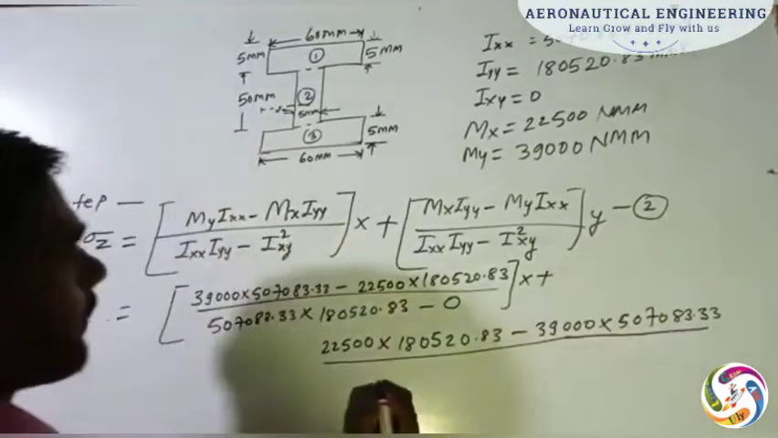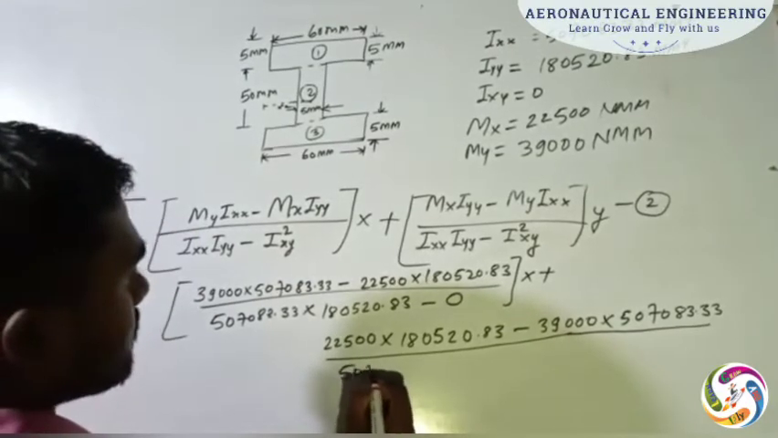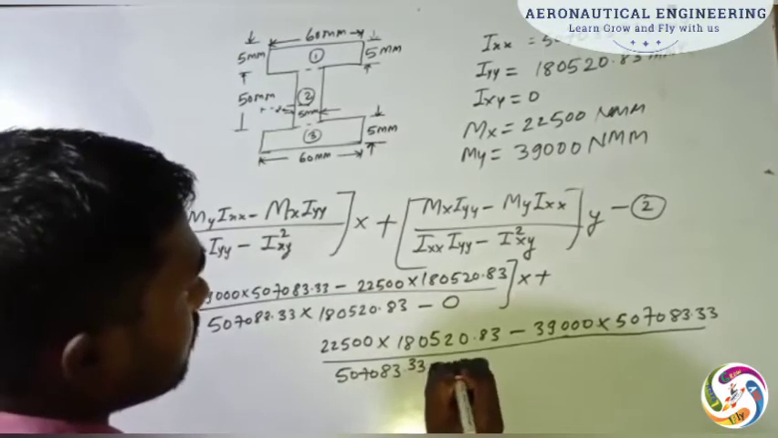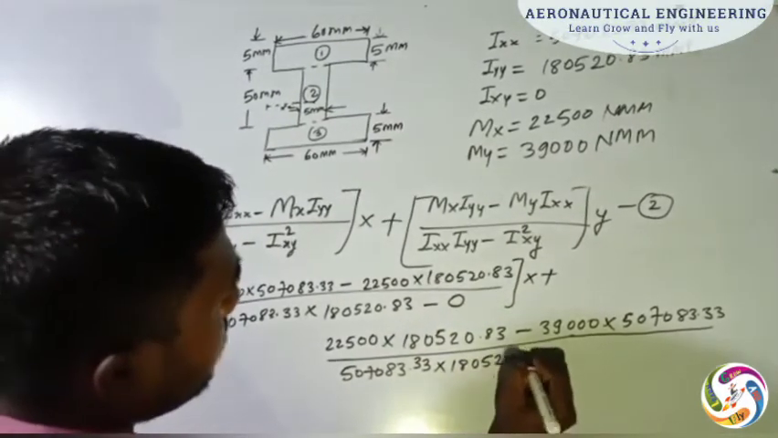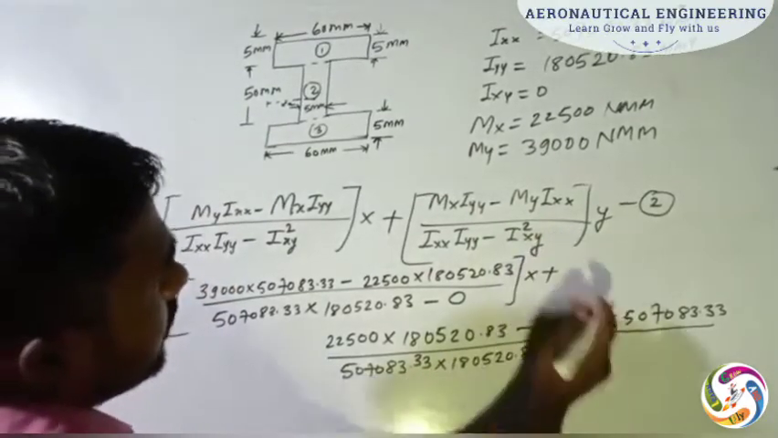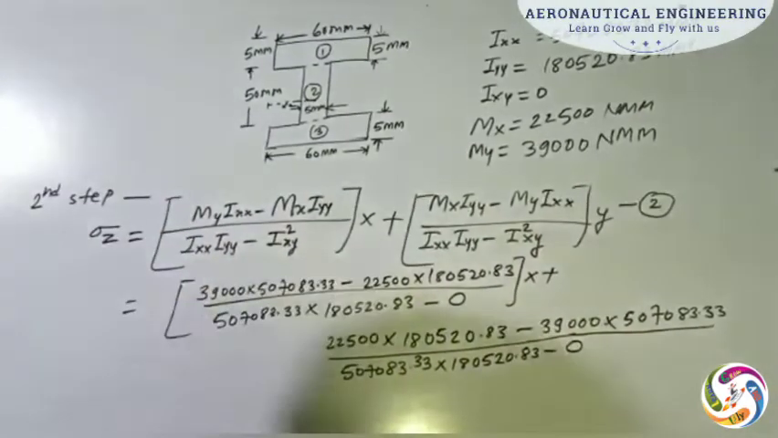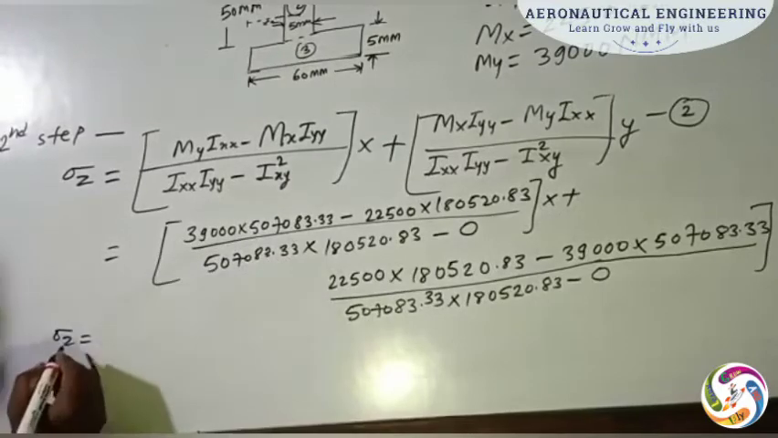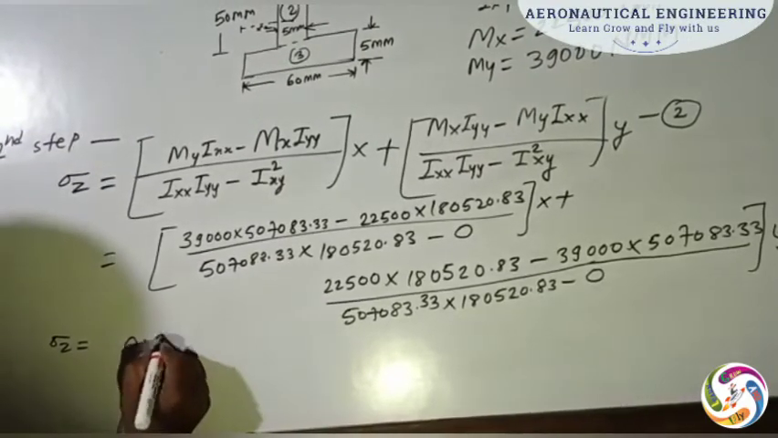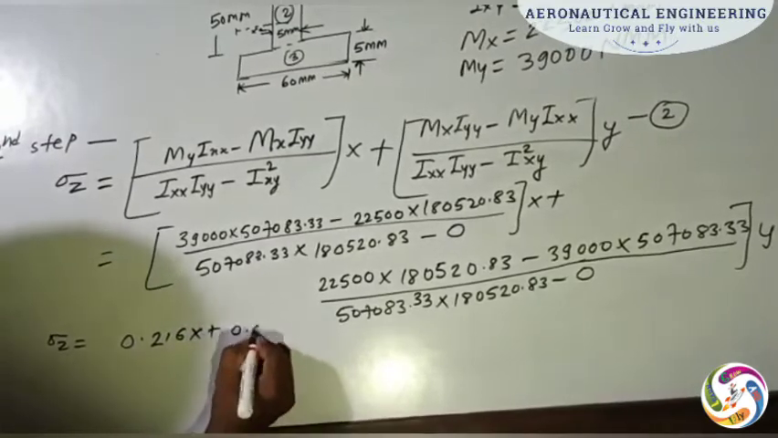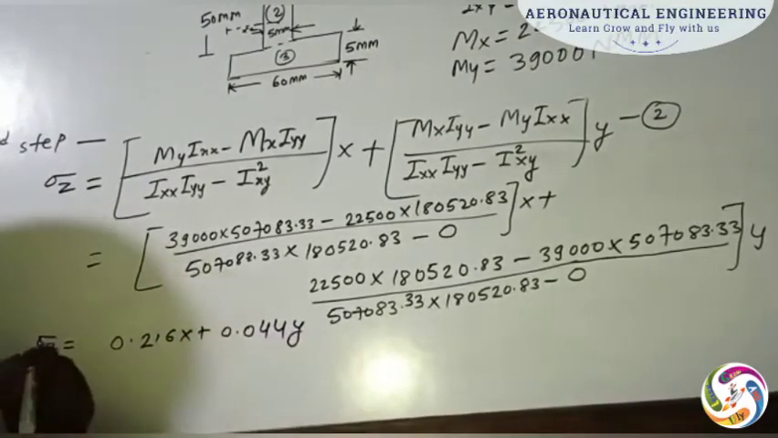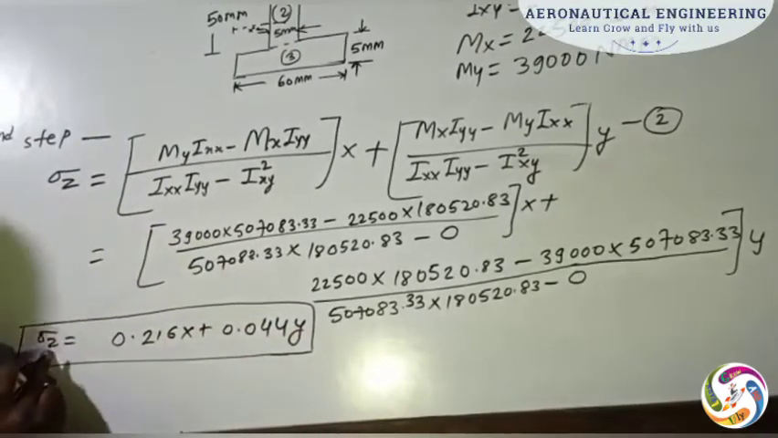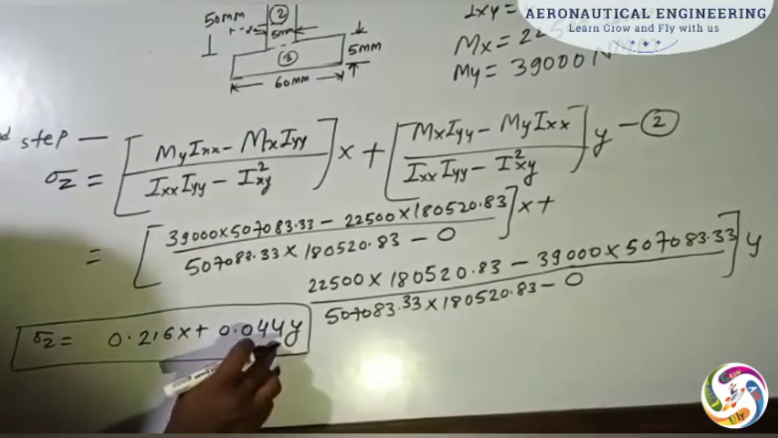upon Ixx value 507083.33 into Iyy value 180520.83 minus Ixy squared, where the value of Ixy is 0, into y. After calculating this, we get sigma z value as 0.216x plus 0.044y. So this is in the form of an equation. To find out the sigma z value, here we have to calculate x and y value.